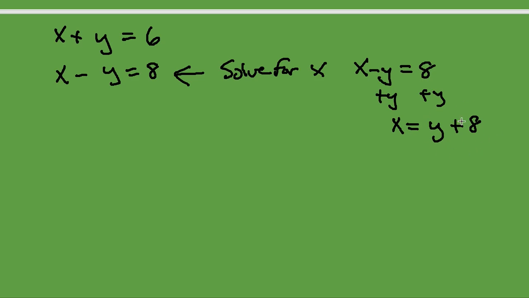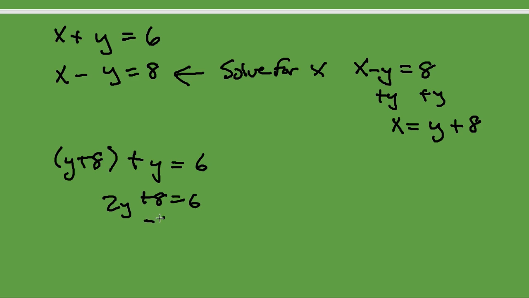So we're going to take this y plus 8 and substitute it in for x. This is our x right here, so we have y plus 8, and then plus y equals 6. Now let's do some adding. Collecting like terms, 2y plus 8 equals 6. Subtract 8, then you get 2y equals negative 2, and then you divide by 2 and get y equals negative 1.